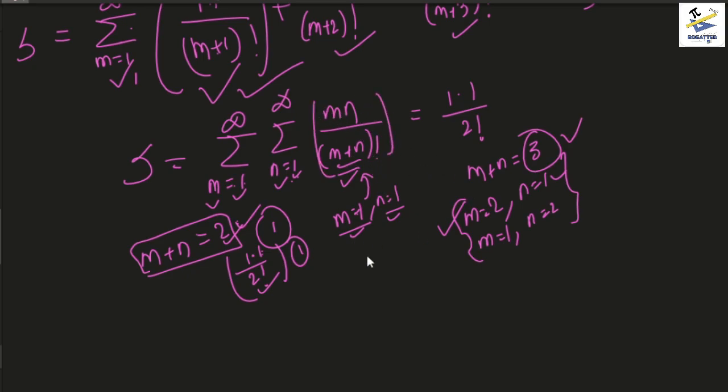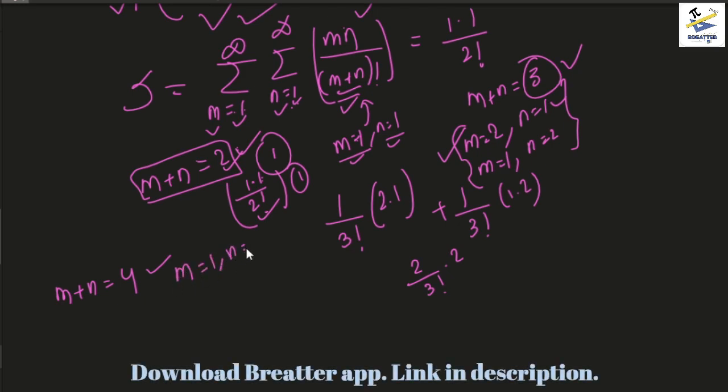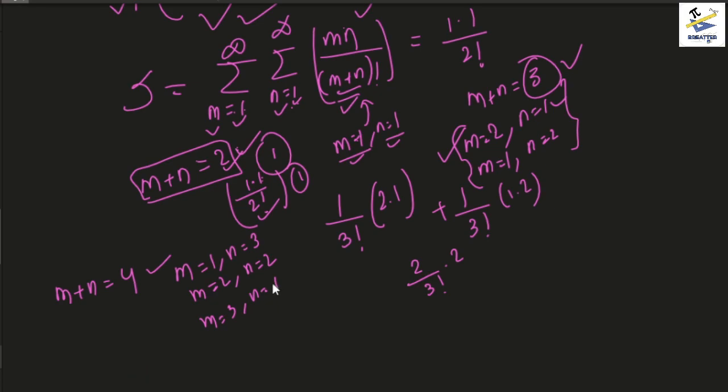Now, how many terms in this infinite series would there be with a 1 by 3 factorial? 2 terms will be there, and since we know the numerator is just m into n, one of them will have 2 into 1 by 3 factorial, and the other will be 1 into 2 by 3 factorial, so 2 by 3 factorial, 2 times. So what we are trying to see here is a pattern. Let's take a last example, if m plus n is 4, then how many ways can this be achieved? m equals 1, n equals 3; m equals 2, n equals 2; m equals 3, n equals 1.